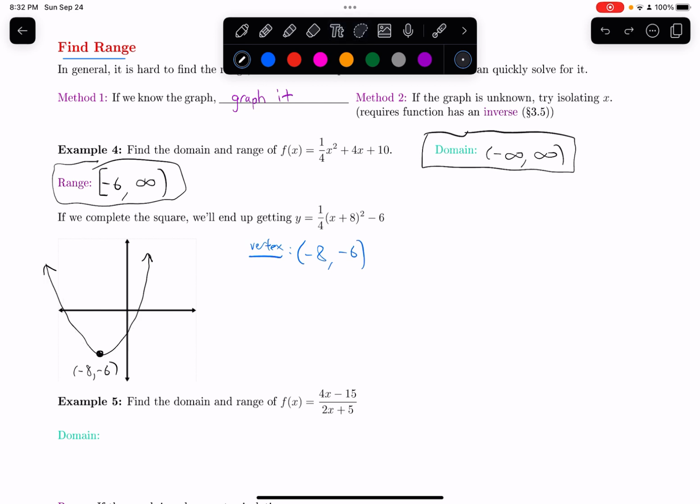Okay, so this is a situation where we use method 1. We could graph this function because it's quadratic, so we use that graph, and in particular the vertex, to get our range. All right, let's try another example.